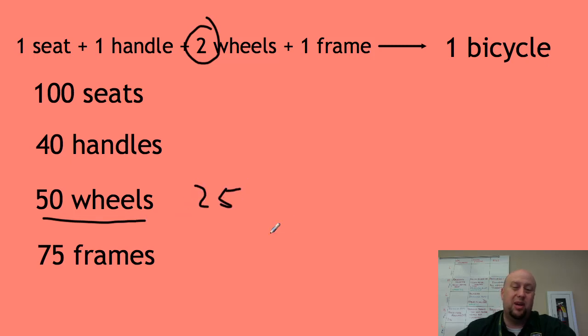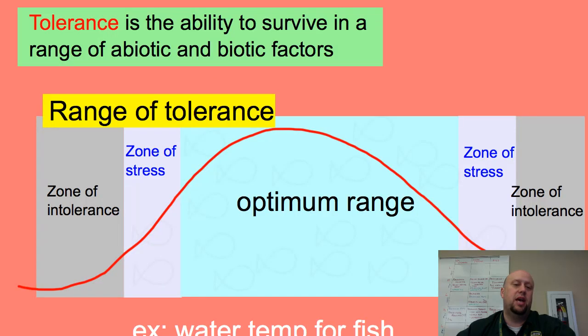Now, we're not going to actually worry about any of the math part of that here in biology, but what that means is that in this case, the wheels would be the limiting factor. They're the thing that I'm going to run out of. Biologically speaking, this might be something like water or temperature or amount of food or any of those types of things. Those are limiting factors. Those are the things that are going to determine how many of that organism you can possibly have.